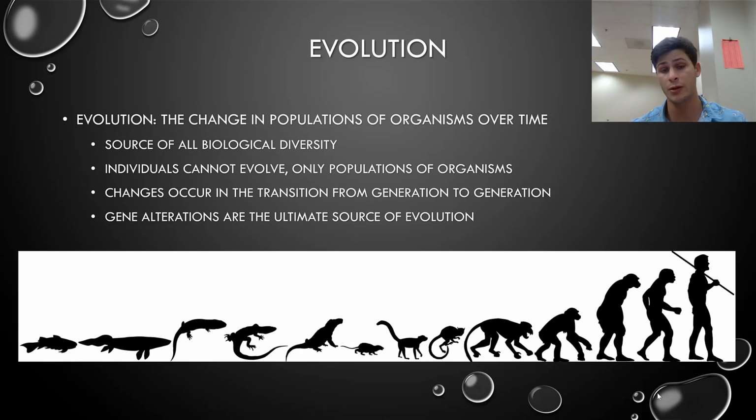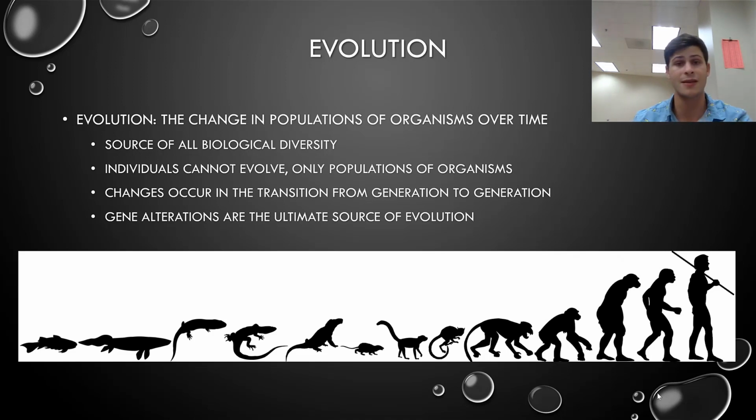Now, a couple of quick notes here. Evolution is actually the source of all biological diversity, and it should really be noted here that individual organisms cannot evolve. Only populations of organisms evolve over time, and we're going to break down exactly why that is. First of all, the changes that are occurring in these populations occur from the transition from one generation to another. They are basically going to arise from the transition from parent to offspring.